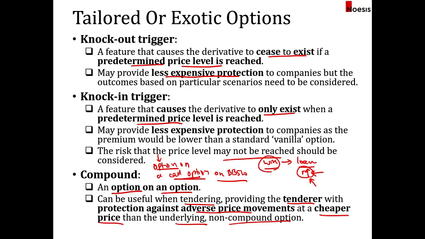So there's a benefit of using compound options if there is an event in the future which requires the usage of an option.